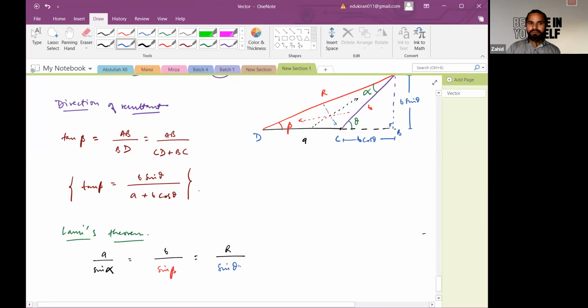So whenever you have alpha, beta, and theta, instead of using resultant formula, R is equals to root under A square plus B square plus 2AB cos theta, you may use this relation to find R instead of that. Okay? Mamuna, is it clear? Yes. Okay, just write it down.